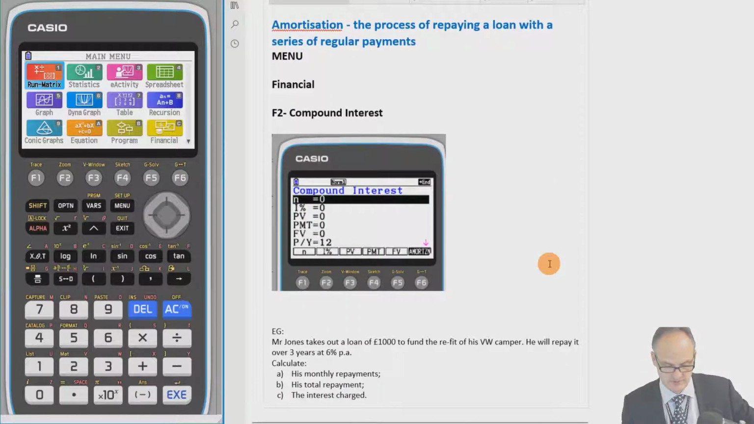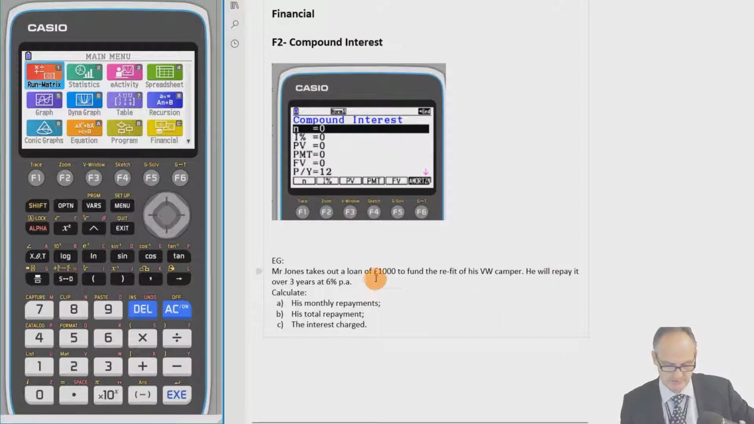So let's look at an example here. Mr. Jones takes out a loan of £1,000 to fund the refit of his VW camper. He'll repay it over 3 years at 6% per annum. So what we need to do is work out how to use our calculators to do this.